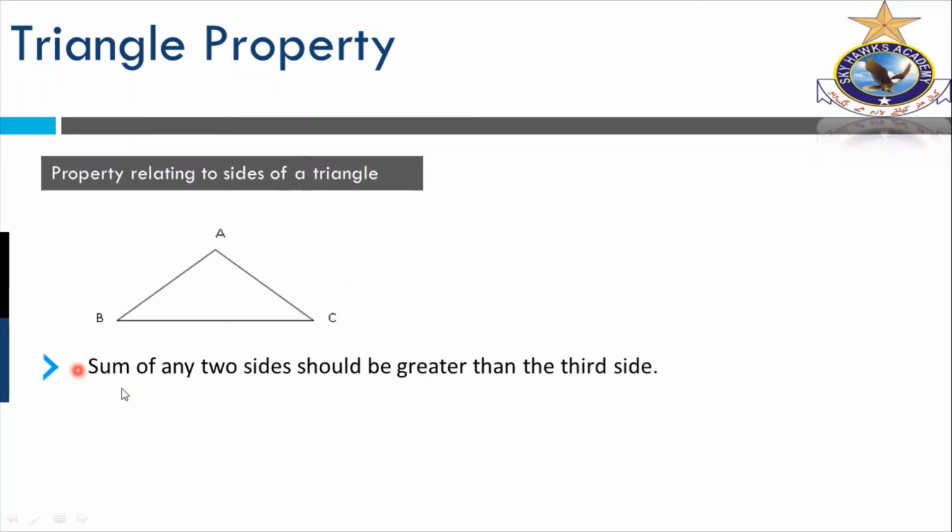Okay. Sum of any two sides should be greater than the third side. Okay, this was your thinking. Let's see. Next is AB plus BC is greater than AC. AB plus AC is greater than BC. BC plus AC is greater than AB.